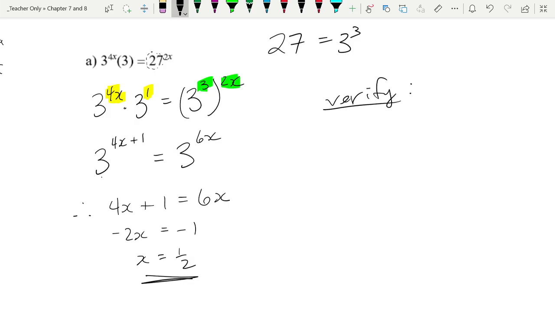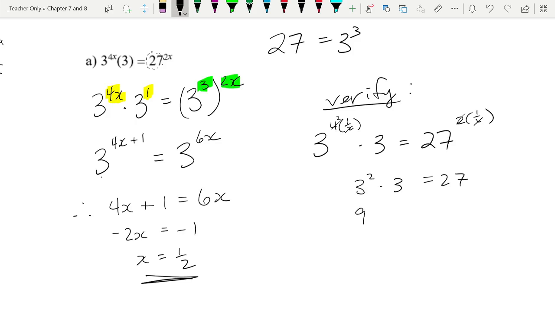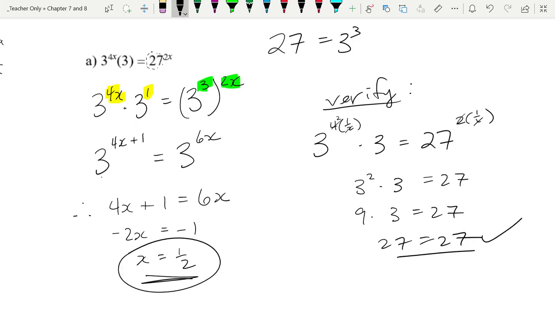And just like any other algebra that you solve in your math career, you can verify your solutions. 3 to the power of 4 times a half times 3 should equal 27 to the power of 2 times a half. Well, 2 times a half is 1, so that's 27 on this side. And on this side, 4 times a half, 2 goes into 4 twice. So this is 3 squared times 3, which is 9 times 3, which is 27, so that's correct.